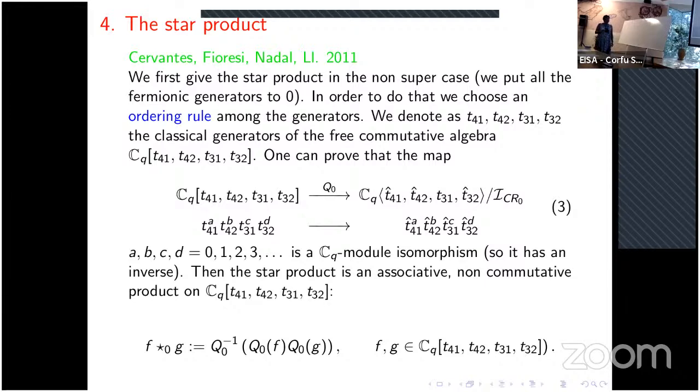As I said, the point here is to show that this is a CQ module isomorphism, and it's because it is sending one basis to another basis. So this isomorphism has an inverse, and then the star product is an associative non-commutative product defined on the standard commutative algebra, defined in this way. I take Q0, F star G will be Q0 of F, Q0 of G, and then I will have to take Q0 minus 1, and this is the difficult part.